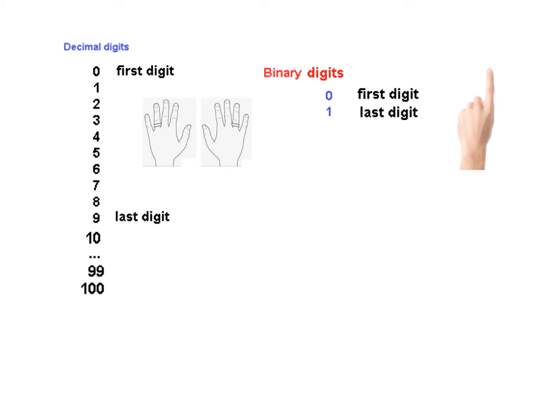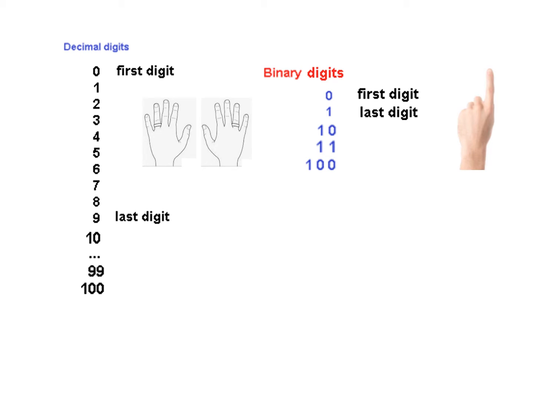Now what will happen if we go further? Like here, after the last digit, we get 1 and 0. Same here, after the last digit in binary, we'll go for 1 and 0. And then if we go further, we'll have 1 1. Now again both are the last digits, so what will happen if we go further? We'll have 1 0 0. So this is how the numbers progress in the binary digit system.